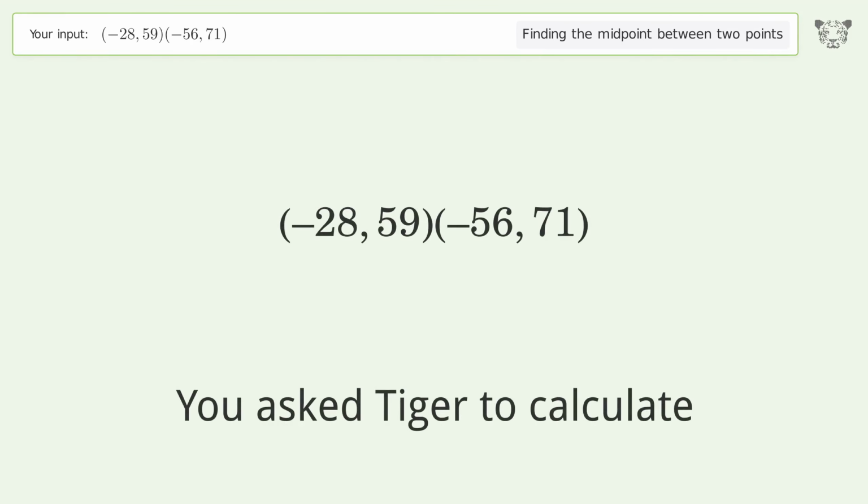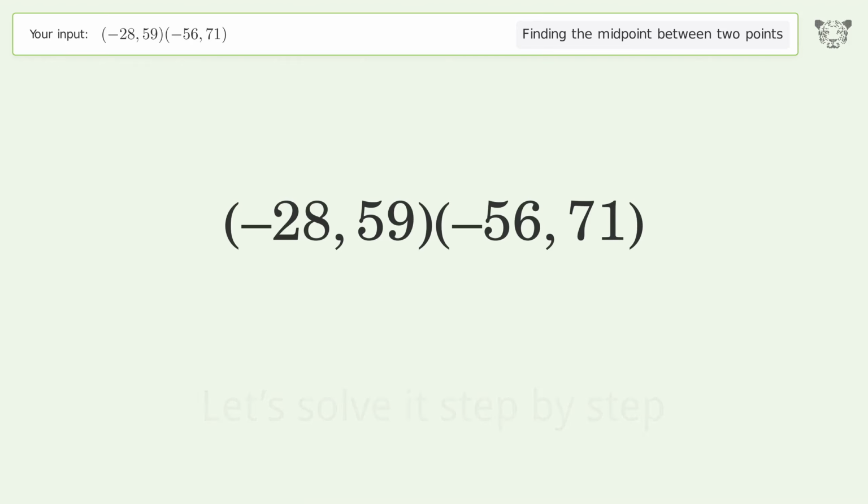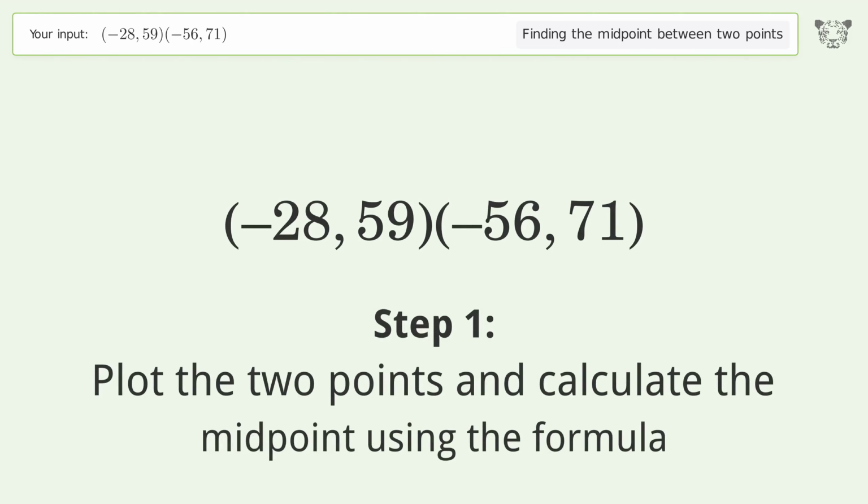You ask Tiger to calculate. This deals with finding the midpoint between 2 points. The midpoint between the 2 points is (-42, 65). Let's solve it step by step. Plot the 2 points and calculate the midpoint using the formula.